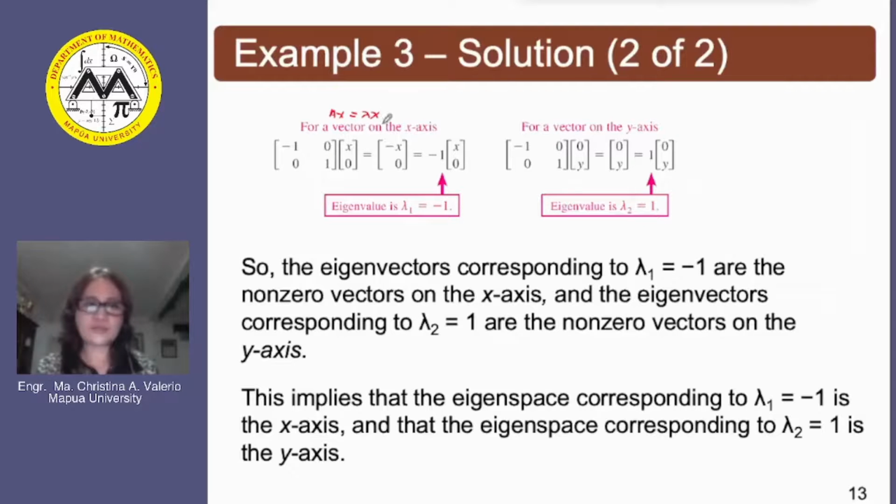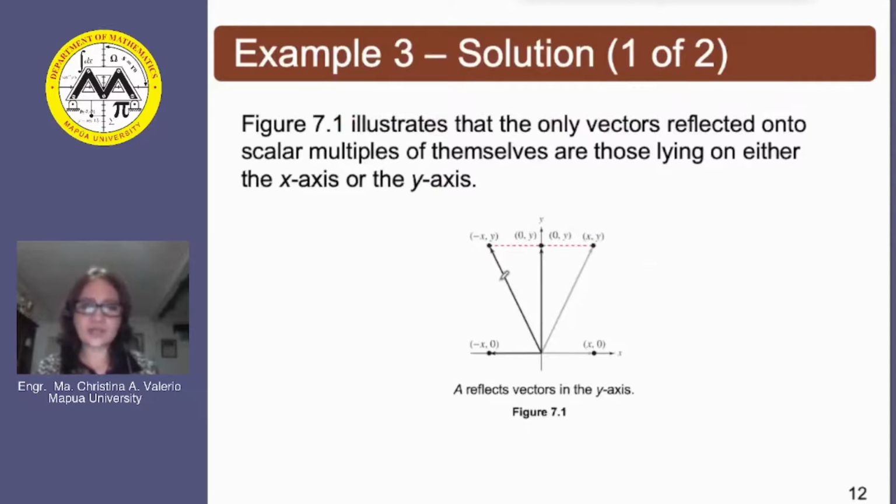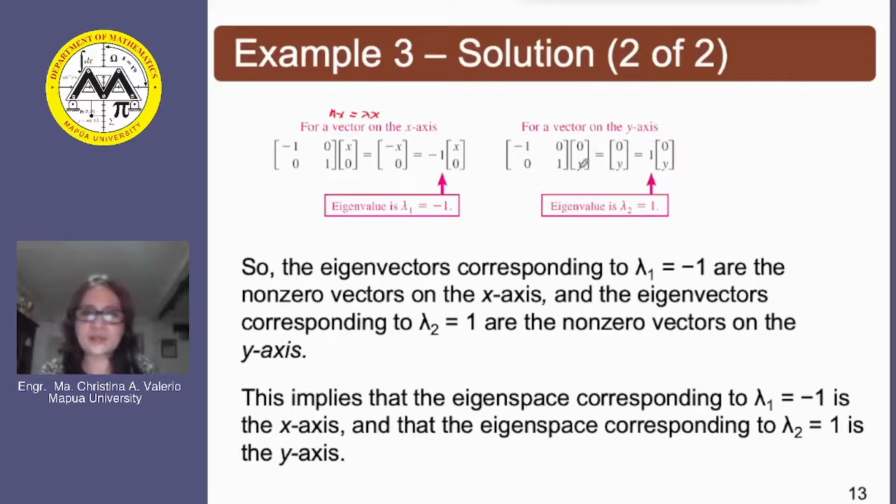Geometrically speaking, if you go back to the previous diagram, this will be the given vector, and multiplication of this vector by A results again in a reflection of this vector with respect to the y-axis. For a vector on the y-axis, multiplication of the column vector with components 0, y by A produces a scalar multiple wherein the eigenvalue is equal to 1. Therefore, we can say that the vector with components 0, y is an eigenvector of A.